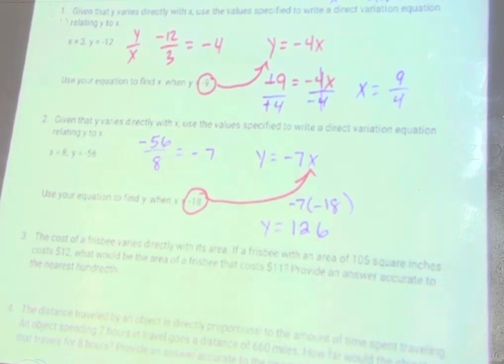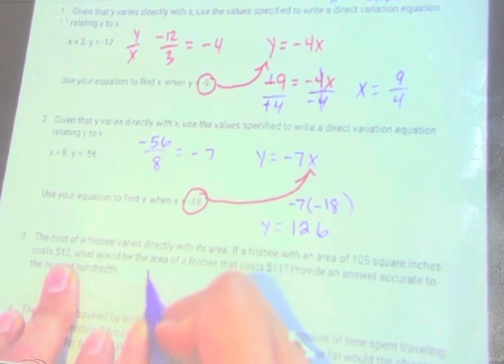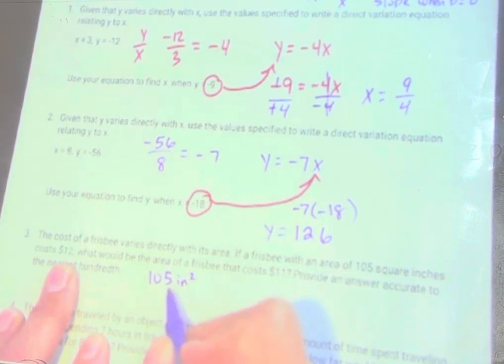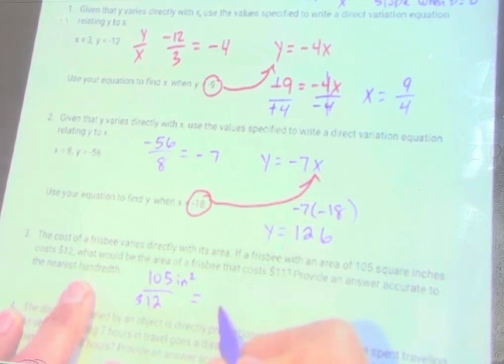On these, the units are required. They're not optional. So I include units when I write my information down. The first 2 numbers we're given is 105 what? Inches squared, square inches. So IN squared is how you could type it in abbreviation. And it costs $12. Equals, and then they give you $11. So is the 11 going to go on the top or the bottom?